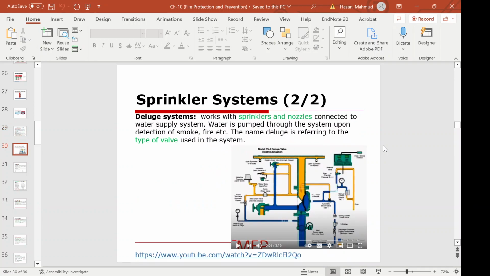There is a deluge system, and there is a YouTube video, maybe you can watch that, and it is showing here, okay, blue and yellow color, that a deluge valve is actually blocking the flow coming out unless there is a fire or smoke nearby. So it works with a sprinkler and nozzle connected to the water supply system. Water is pumped through the system upon detection of smoke, fire, etc. The name deluge refers to the type of valve used in the system.